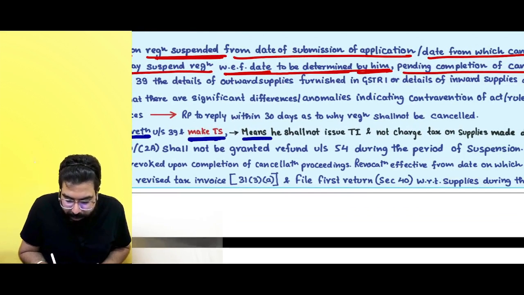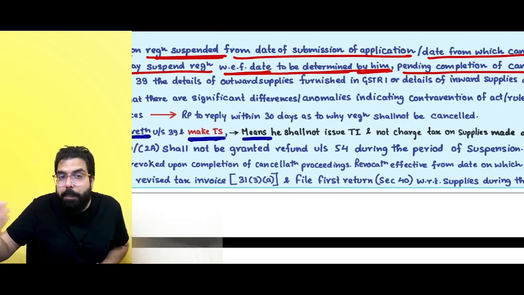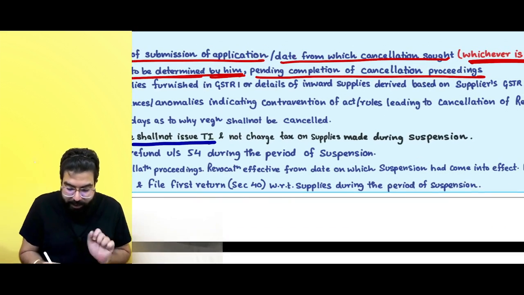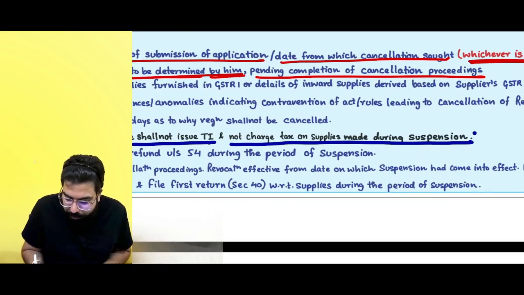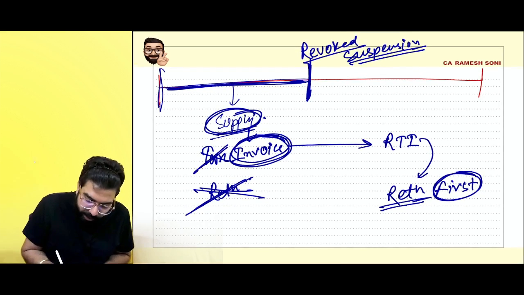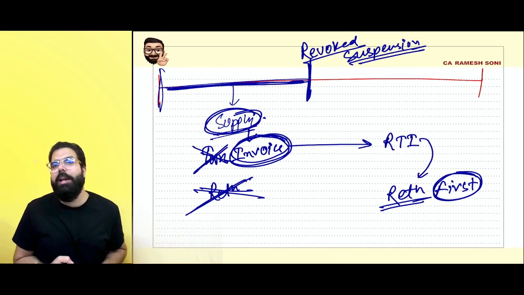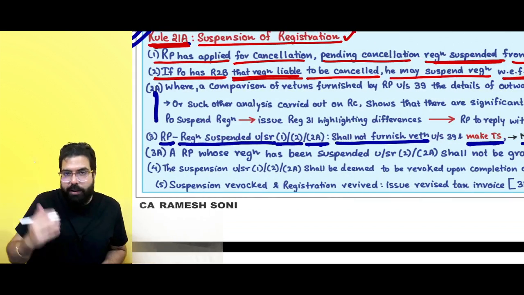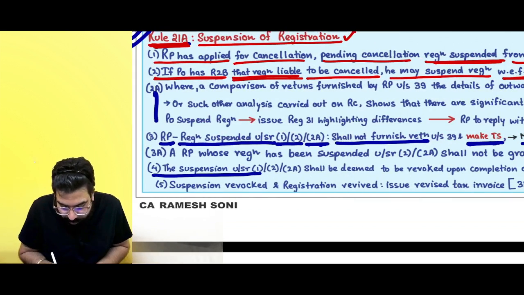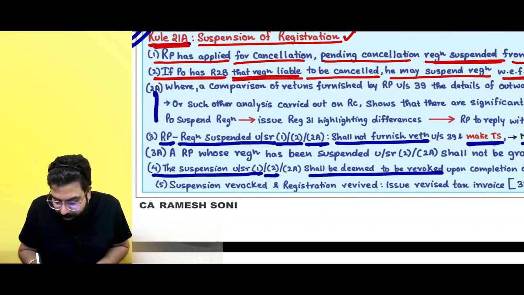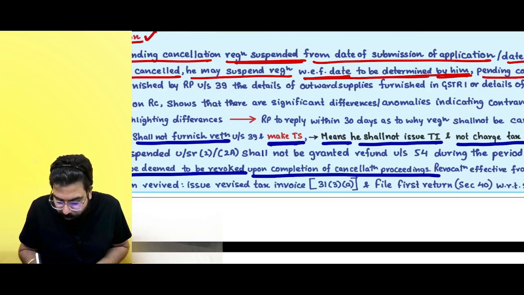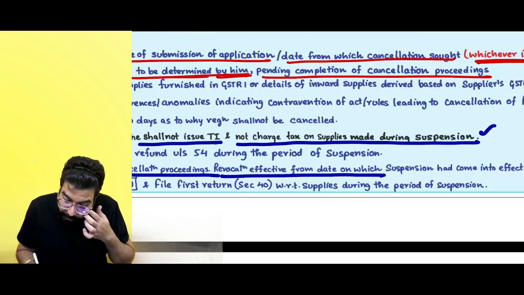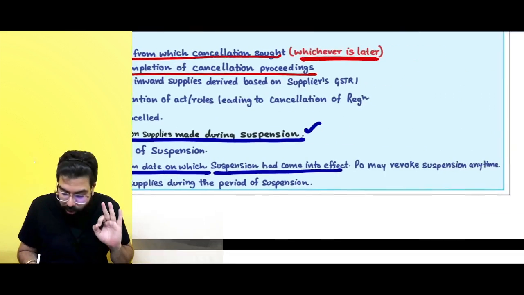What do you mean by shall not make taxable supply? It means he shall not issue a tax invoice and not charge tax on supplies made during suspension. It means you cannot issue a tax invoice and you cannot collect GST from your customer. Sir, but what if later revocation of suspension is done? The suspension under sub-rule 1, 2 shall be deemed to be revoked upon completion of cancellation proceedings and revocation effective on the date when suspension came into effect.